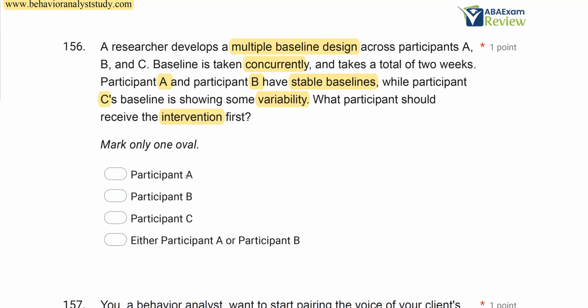So if you look at answer A, we have participant A, but we've already predicted we need A or B. So we have B, participant B, C, participant C. D is what we're looking for. We can either start with participant A or participant B. This is how you should be tackling questions. Try to predict the answers before you actually see the answer choices. So in a multiple baseline design, you're looking for the stable baseline to start intervention. If you have more than one stable baseline, then you can randomize it, or you can just choose either one, whatever one you want to start with first. So in this case, either participant A or participant B can receive the intervention first.